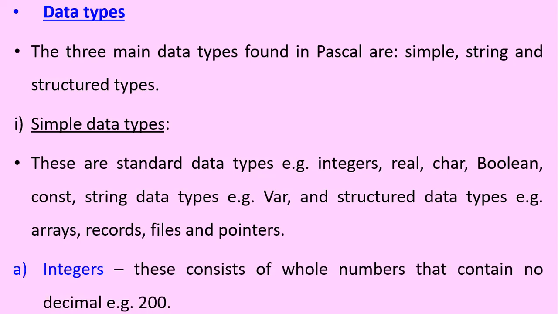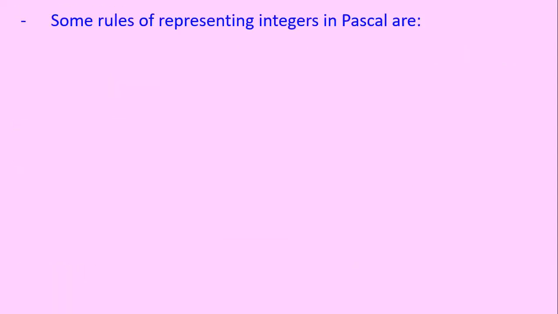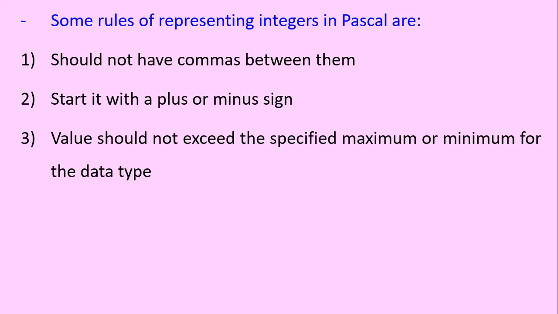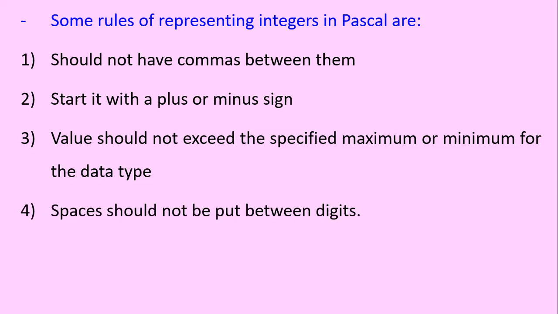We begin with looking at integers. What is an integer data type? These are those that consist of whole numbers that contain no decimal points. For example, 200. Some of the rules of representing integers in Pascal are: number 1, you should not have commas between the numbers. Number 2, an integer must always start with a plus or a minus sign. Number 3, the value should not exceed the specified maximum or minimum for the data type. Number 4, spaces should not be put between digits.